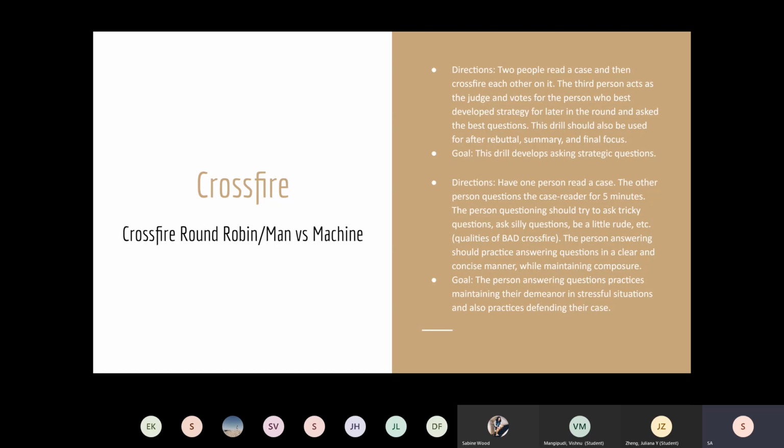The second type is have one person read a case, the other person question the case reader for 5 minutes. The person questioning should ask questions, ask silly questions, be rude, etc. Qualities of bad crossfire. The person answering should practice answering the questions in a clear, concise and composed manner. So the goal is to practice maintaining demeanor in stressful situations and also practice defending their case. I believe that's it for drills.